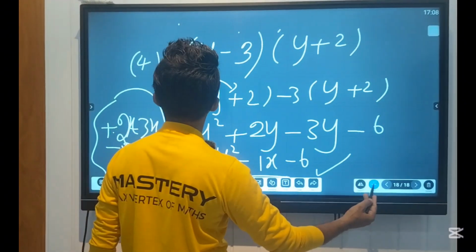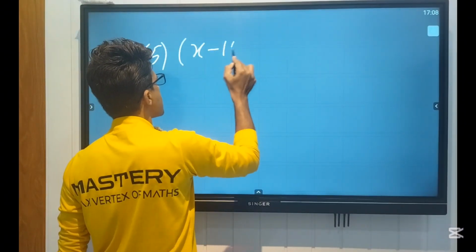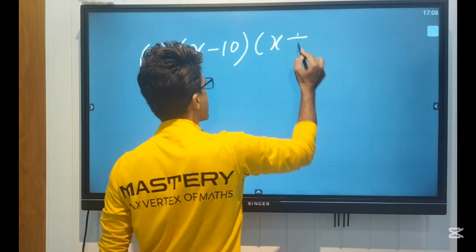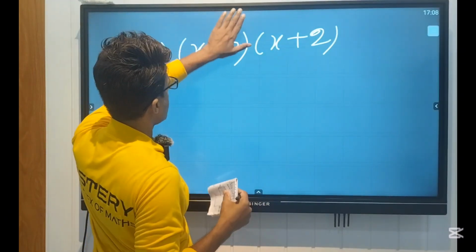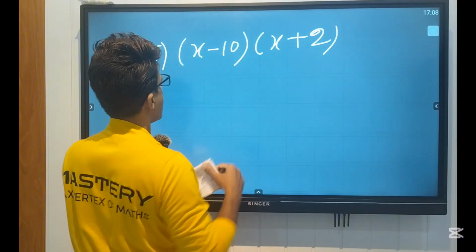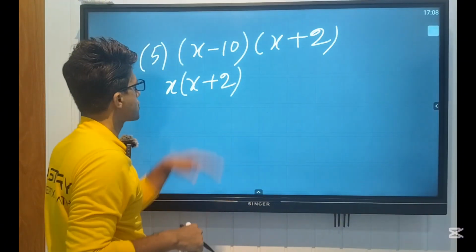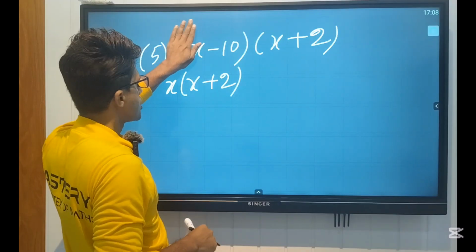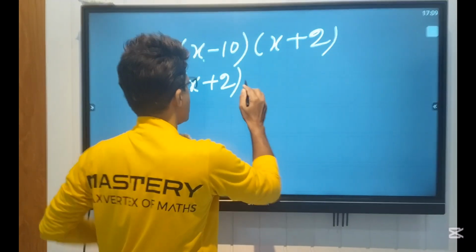Let's do a question. Now this one, x minus 10 times x plus 2. So you could close this one. Then the remaining terms you could see x and x plus 2, and also you are able to close this term as well here. So then here you could see minus 10 and x plus 2.